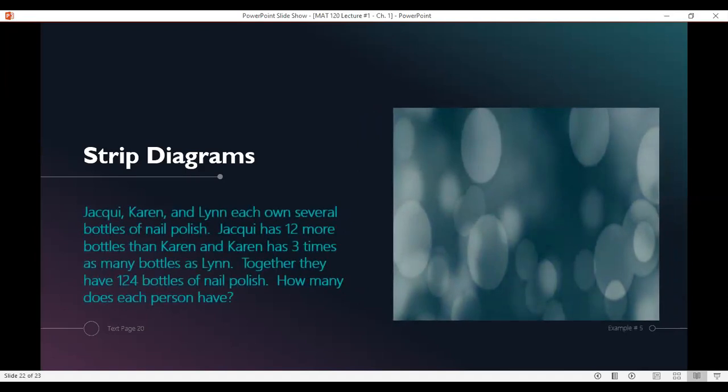All right, and then we have one more strip diagram, and then we're going to close this, and we're all going to work on our web assignment, all right?